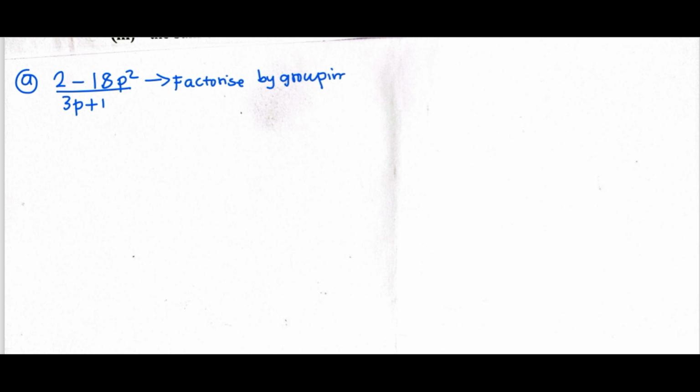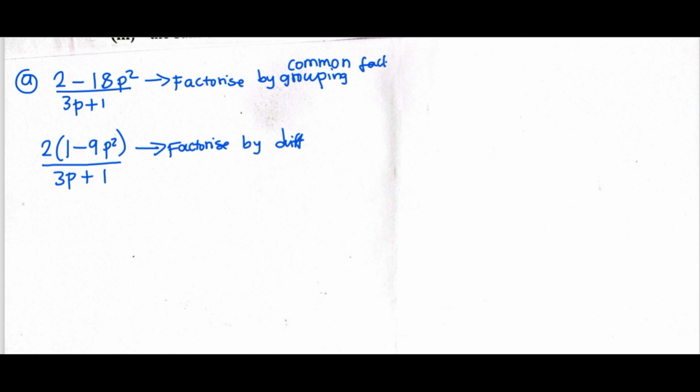by common factor. So we first look at the common factor. What is common between 2 and negative 18P squared? 2 is common. Then here we have 1 minus 9P squared, over 3P plus 1. Then we can see that the numerator can still be factorized. So here you are going to factorize by difference of squares, or two squares.